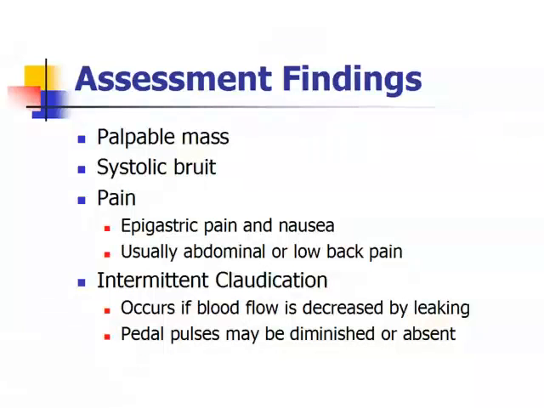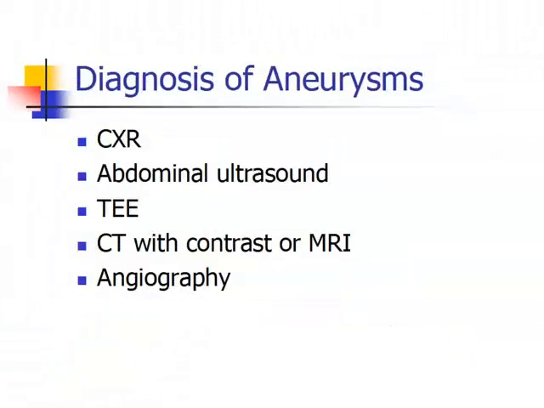So once that diagnosis is established, the primary goal is to prevent rupture of the aneurysm and to keep that aneurysm from causing the patient further problems. Diagnosis of the aneurysms is going to be done through chest x-ray and ultrasounds. Remember TEE when we talked about that in the cardiac lecture, the transesophageal echocardiogram. Patients may also need a CT with contrast or MRI, and the patient may require angiography to look at the size and location of the actual aneurysm.